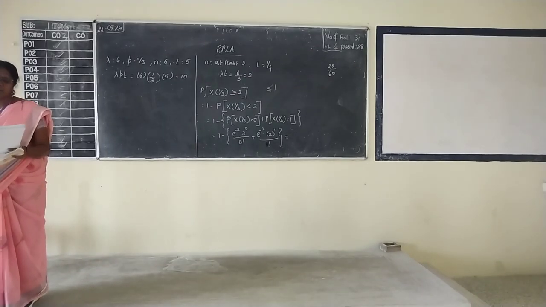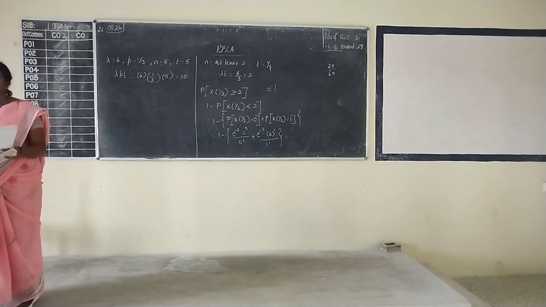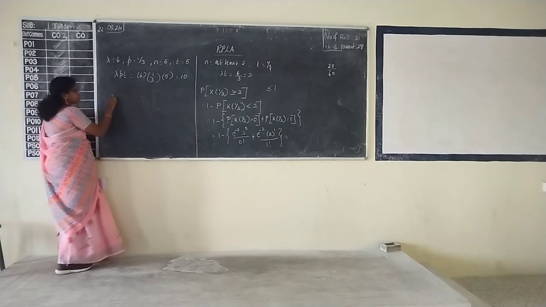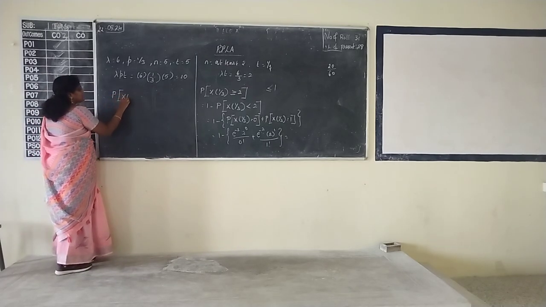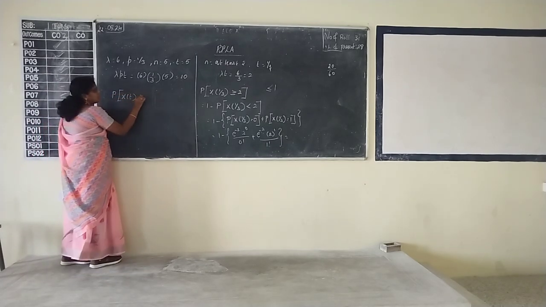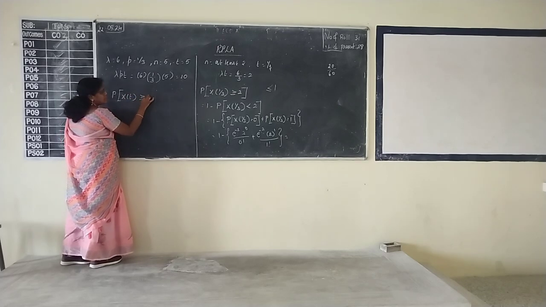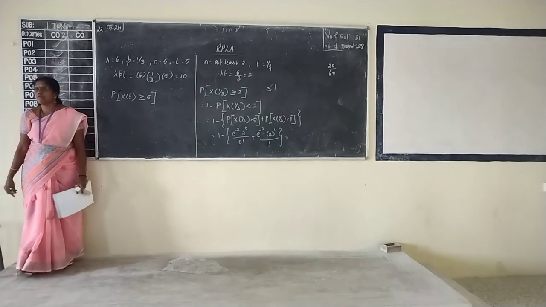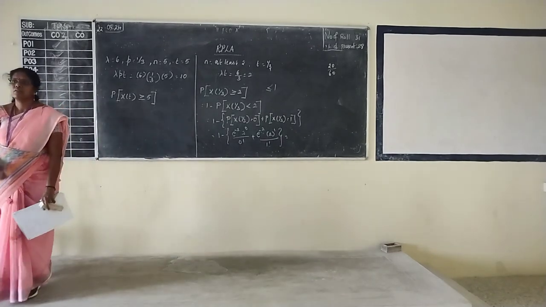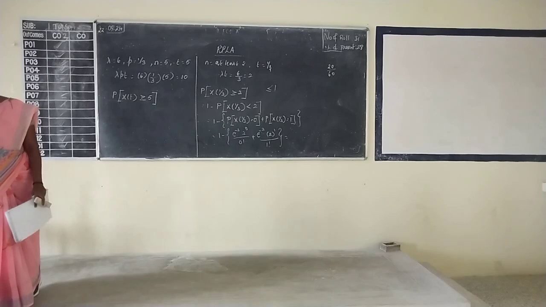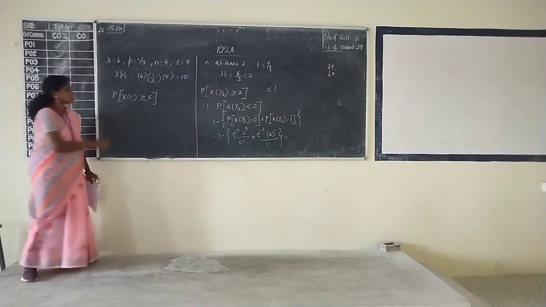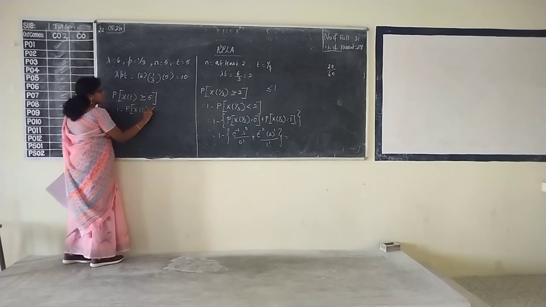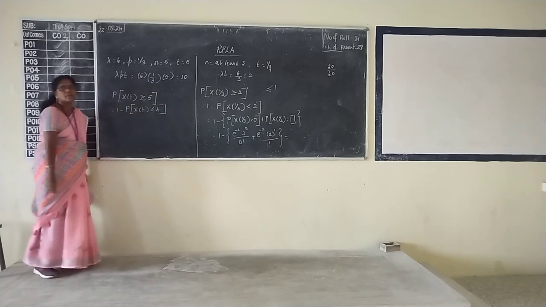How many particles are emitted? At least 5. At least 5 is what you are supposed to find. Probability of X of t greater than or equal to 5. At least means minimum. So greater than or equal to 5, what are the values possible? 5 to infinity. So how must we solve? 1 minus probability of X of t less than or equal to 4.